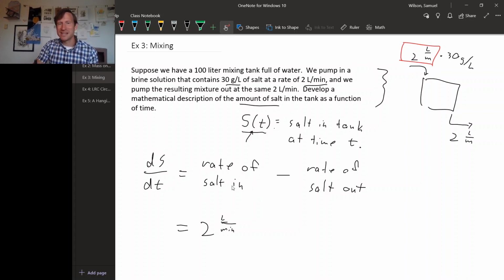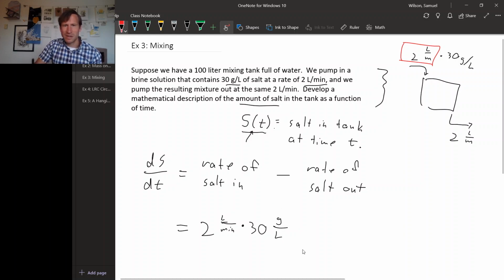We want to know how many grams of salt flow into the tank per minute. So we'll just multiply this flow rate by the concentration of the brine. So 30 grams per liter. And you can see we get the sort of rate that we expect to get, grams per minute. Okay, so that's for the salt coming in.